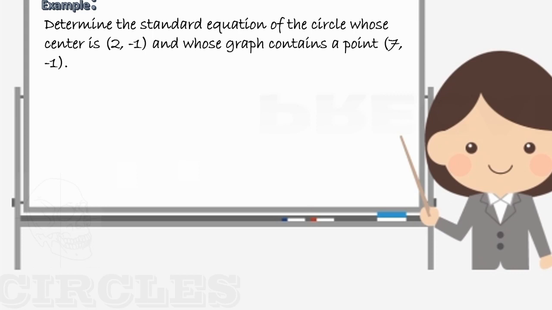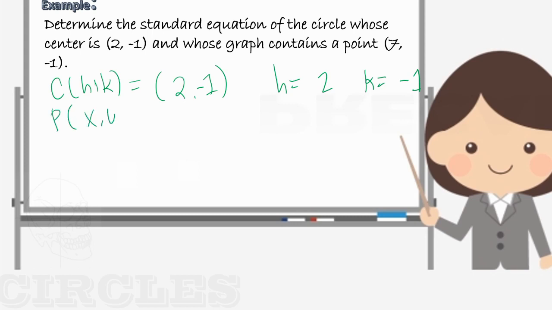So, here, our center is no longer 0, 0 because it is not at the origin. So, h and k now have values: 2 and negative 1. So, h is equal to 2, while k is equal to negative 1. Then, the point on the circle has the value 7 and negative 1. So, x is equal to 7, then y is equal to negative 1.